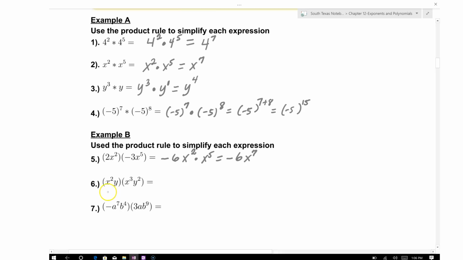For the next one, we have 2 different bases. We have x to the 2nd times x to the 3rd. So I'm going to go ahead and do that first. And I also have y times y to the 2nd. So since we have the same base, it's going to be x, and we're going to add the 2 and the 3. So it's going to be 2 plus 3, which is 5. Y is raised to the 1st power. It's understood. So it's going to be y raised to the 3rd power.